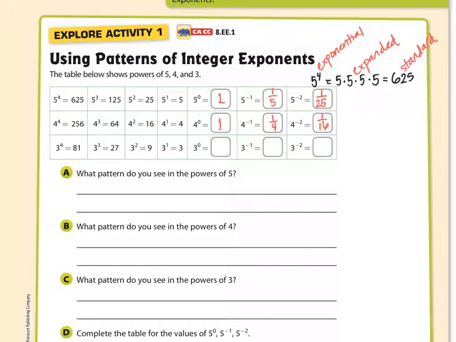I'll do one more. Now we're going to look at 3s. 3 to the 4th is 81. 3 to the 3rd is 27. 3 squared is 9, and so on. 3 to the 0 is a 1. 3 to the negative 1 is 1 over 3. And 3 to the negative 2 is 1 over 9.